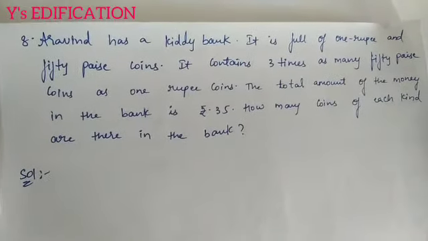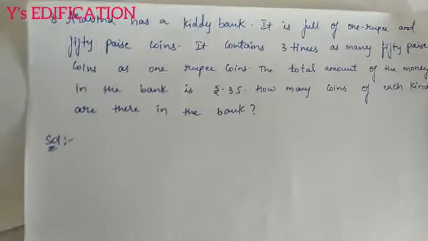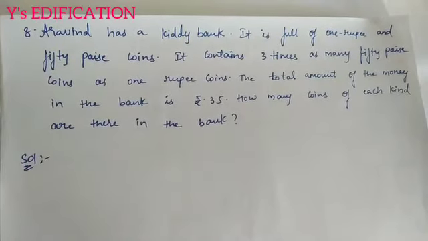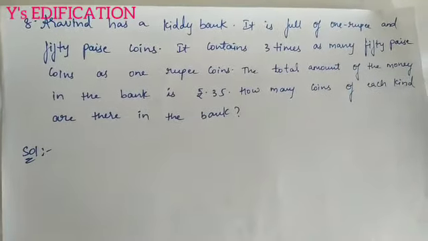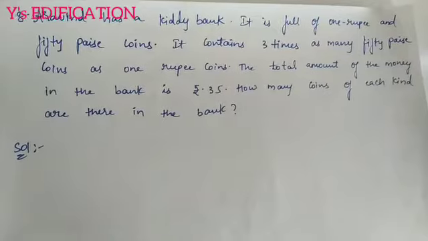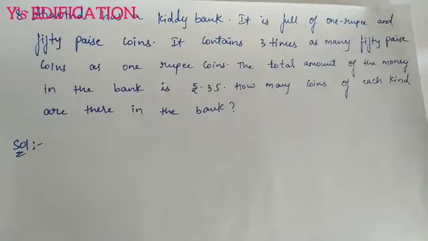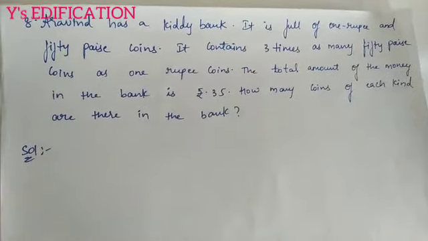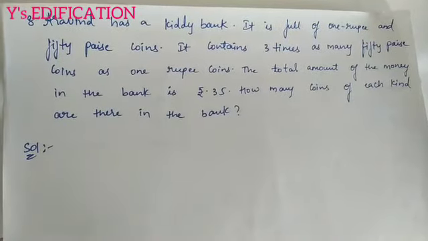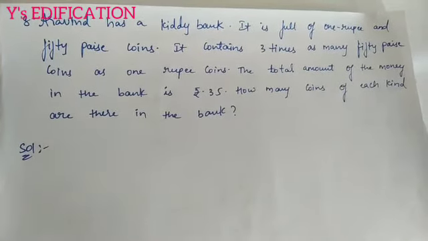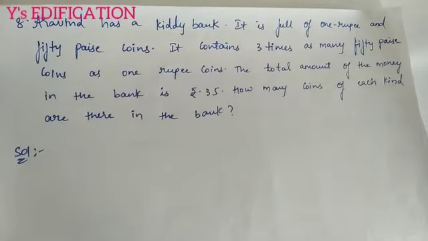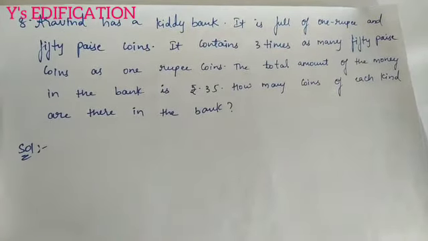So what they gave in the question is, one boy named Arvind has a kiddie bank. In that kiddie bank, he has some coins. Few coins are 1 rupee coins and few coins are 50 paise coins. Among them, there are 3 times as many 50 paise coins as 1 rupee coins. That means if 1 rupee coins are x, then 50 paise coins will be 3x. The total amount in the bank is 35. So how many of each kind are there in the bank?